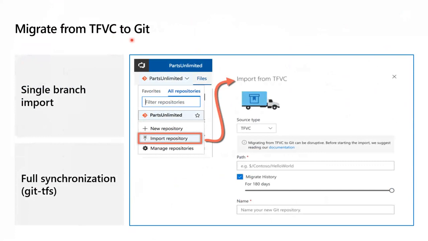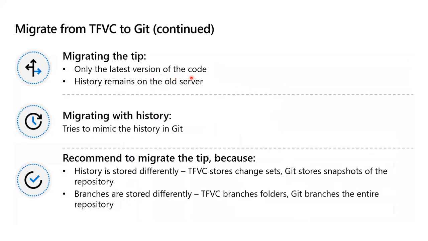So if you want to migrate from Team Foundation version control to Git, there is a tool that allows me to import, let's say, just the production branch or full synchronization. It is very important to mention that we can migrate up to 180 days of history. Or only the latest version of the code will be migrated, and history remains on the old server, or we can also migrate with the history. Remember that every commit we make, we can provide a message.